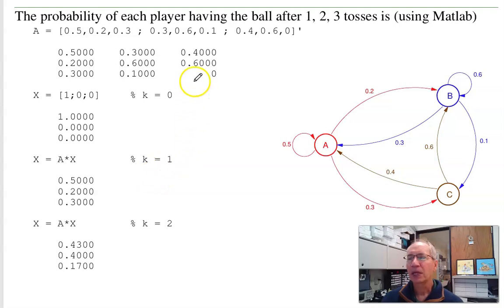In MATLAB, I can say here's my A matrix. Here's my initial condition: A starts with the ball. After 1 toss, the probability that the ball is going to be somewhere is 0.5, 0.2, 0.3. That's going to be A times x. After 2 tosses, it'll be that answer times A. So after 2 tosses, A has the ball 43% of the time, B is at 40%, C has 17%.